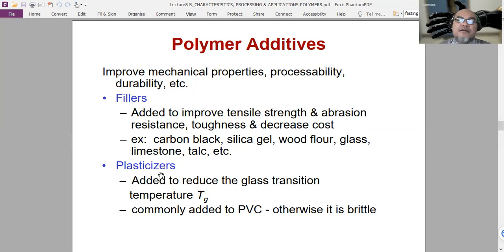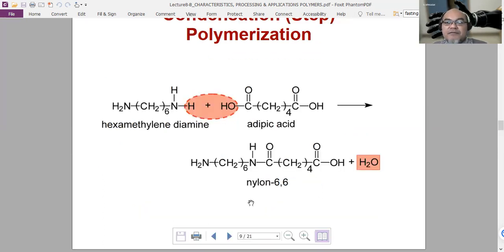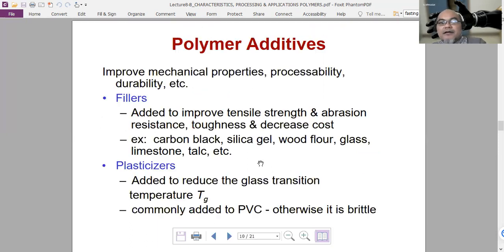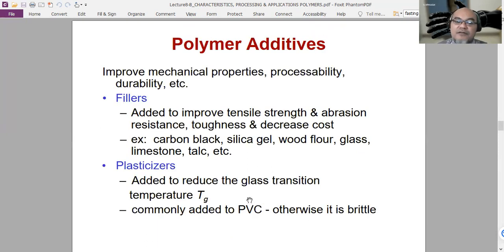Plasticizer is another type of additive that is used to reduce the glass transition temperature of the polymer, so that it can be more ductile and be formed or shaped. For example, it is commonly used in PVC, polyvinyl chloride, because PVC is known as a brittle material, a very hard plastic. How to form it, for example, how to make it into a cylindrical shape as tubing or pipe? This is impossible if we don't add plasticizer.